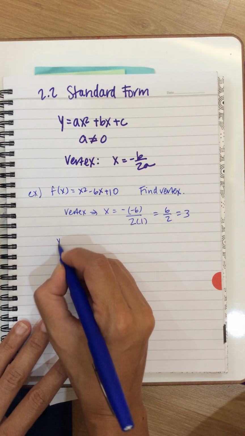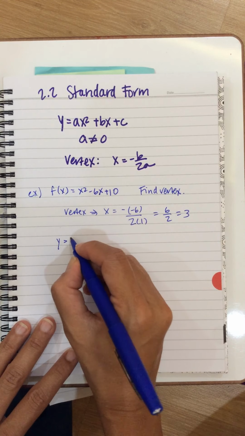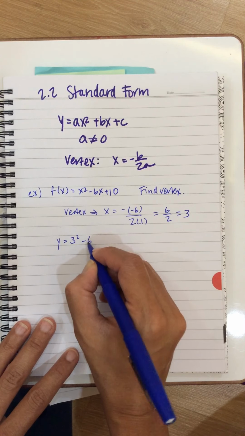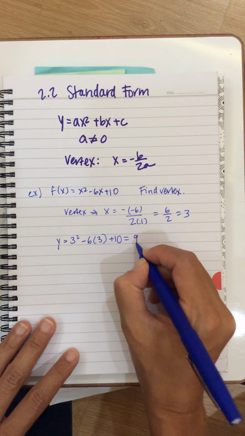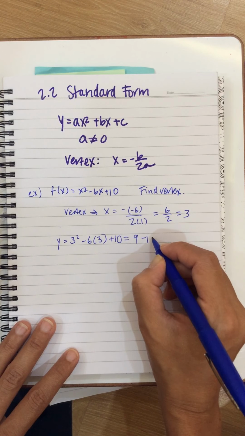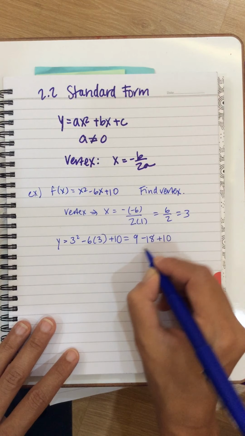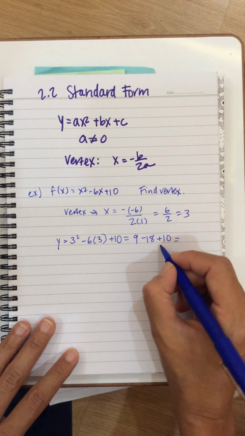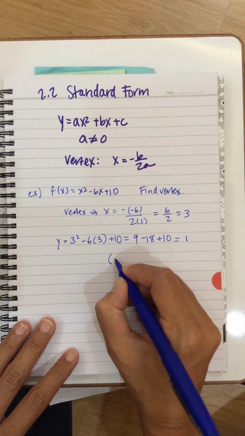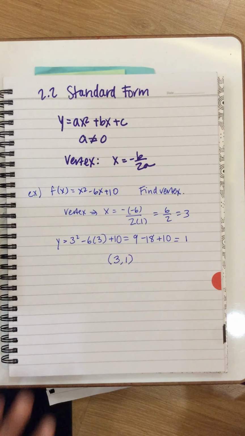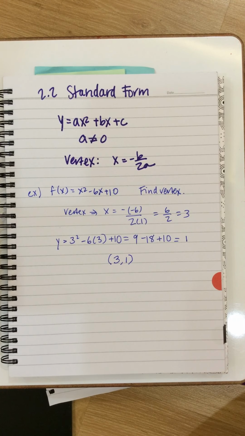So now I'm just going to go back in and plug in 3 for x. So y equals 3 squared minus 6 times 3 plus 10. Well, that is equal to 9 minus 18 plus 10. 9 minus 18 is negative 9. Negative 9 plus 10 is 1. So the coordinates of the vertex are at (3, 1). All right, so that's how you would use that formula to find the vertex.